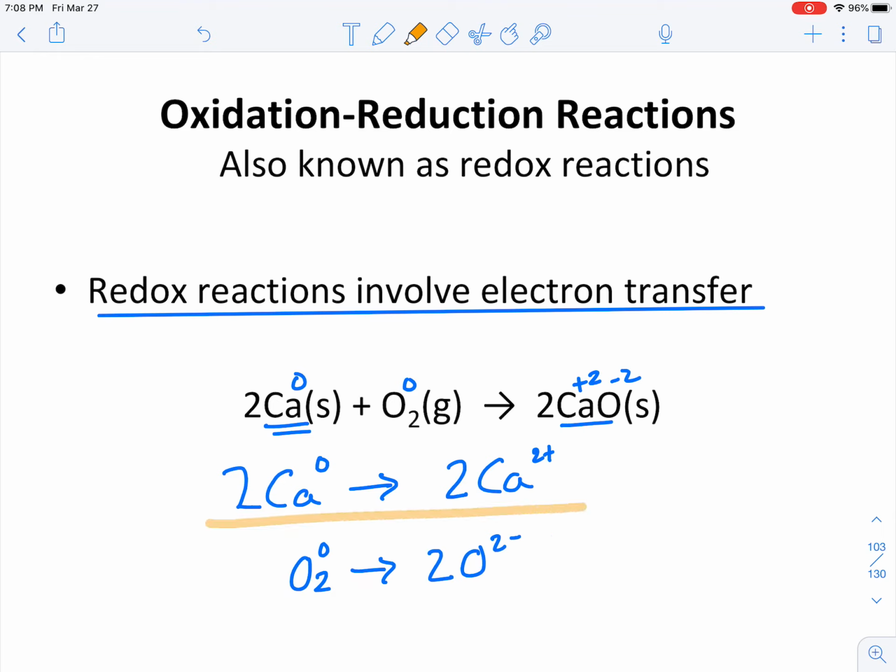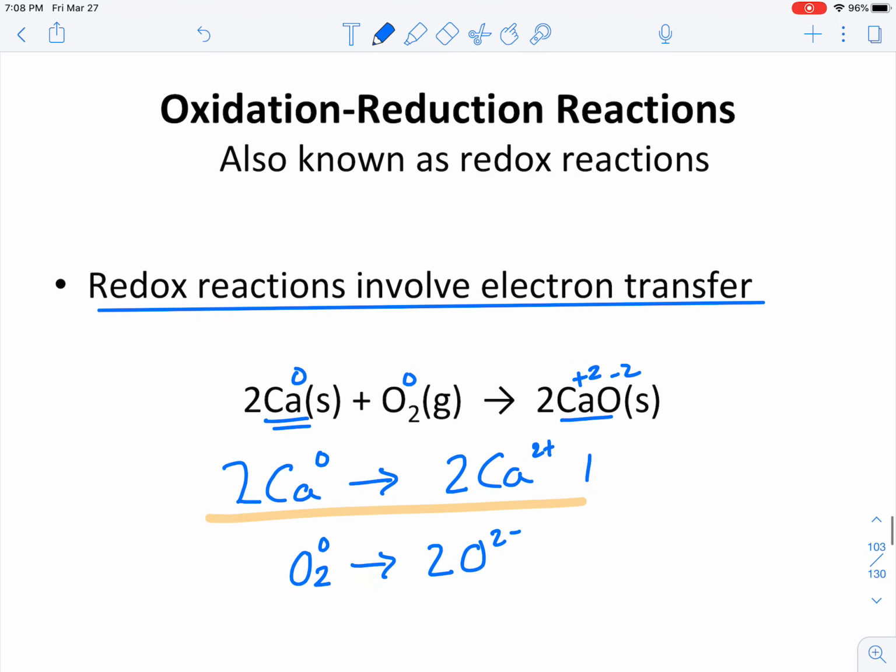Now let's take a look at that calcium right up at the top. A calcium went from a 0 to a 2+. The only way that it can become positive is to lose some electrons. Here I'm going to say it lost 4 electrons. If you're wondering why 4 electrons, if it's a 2+, the reason is that we have 2 calciums. Each of them loses 2 electrons, and that's where the 4 comes from.